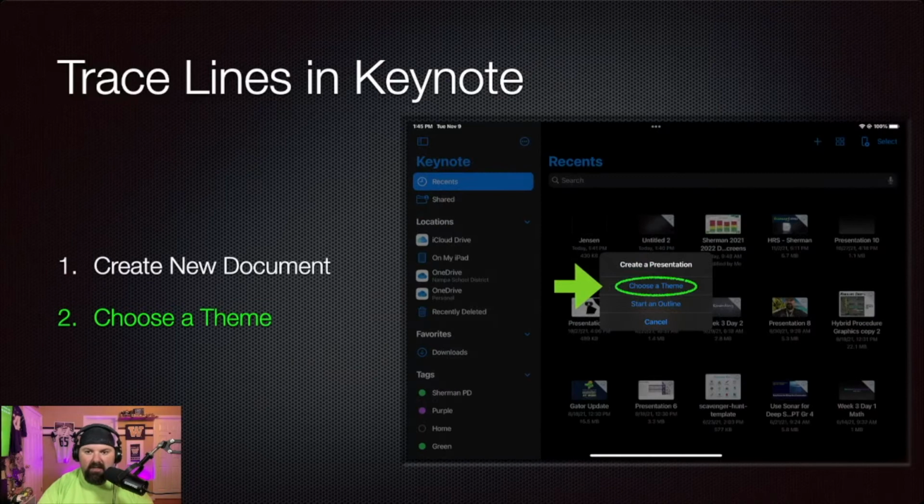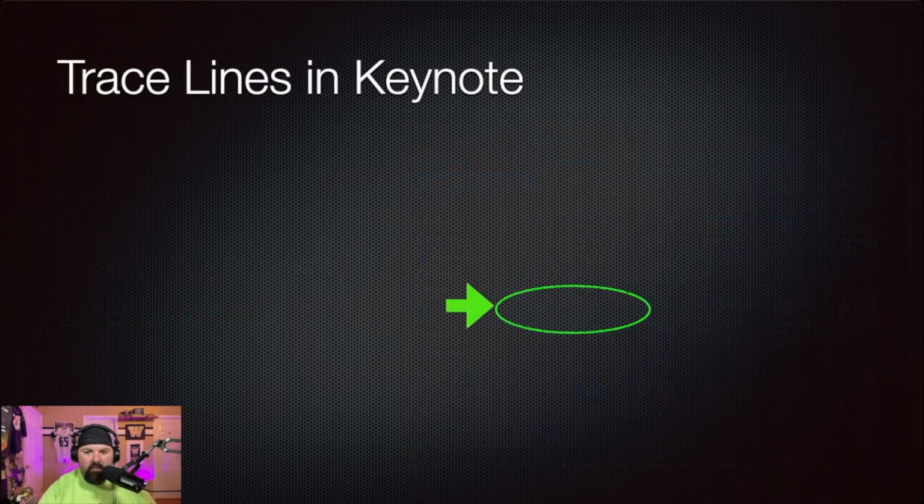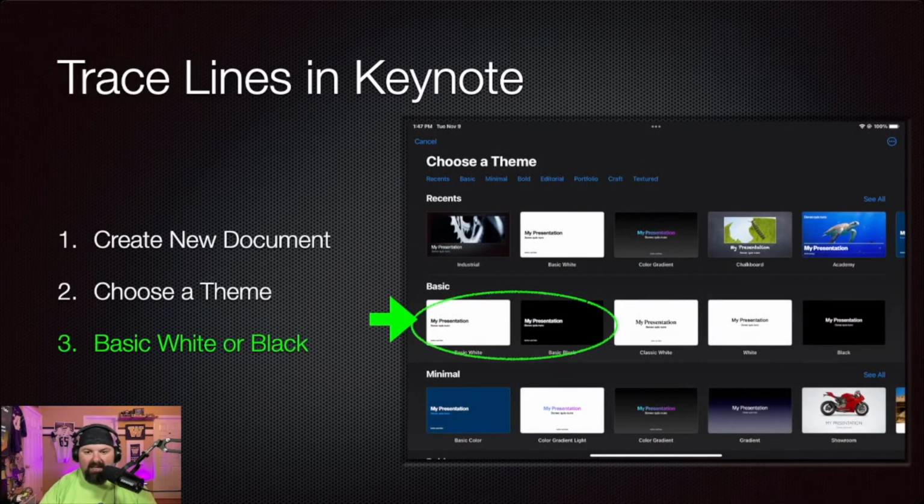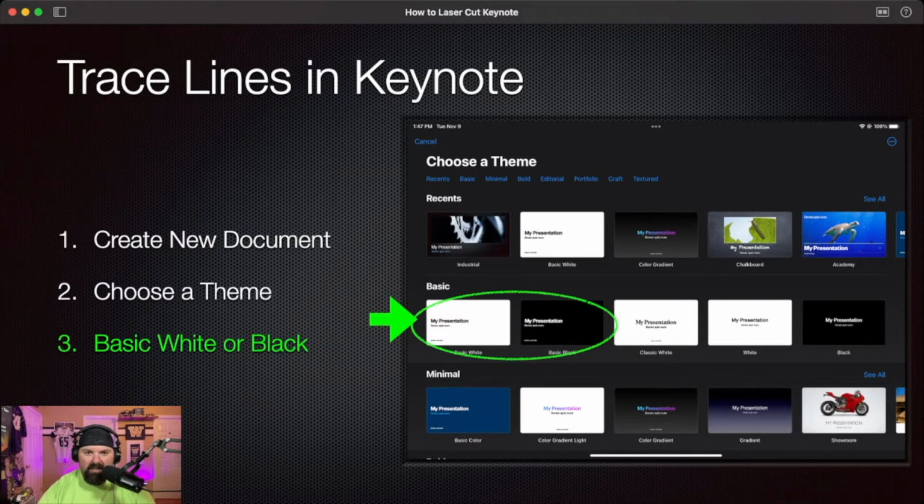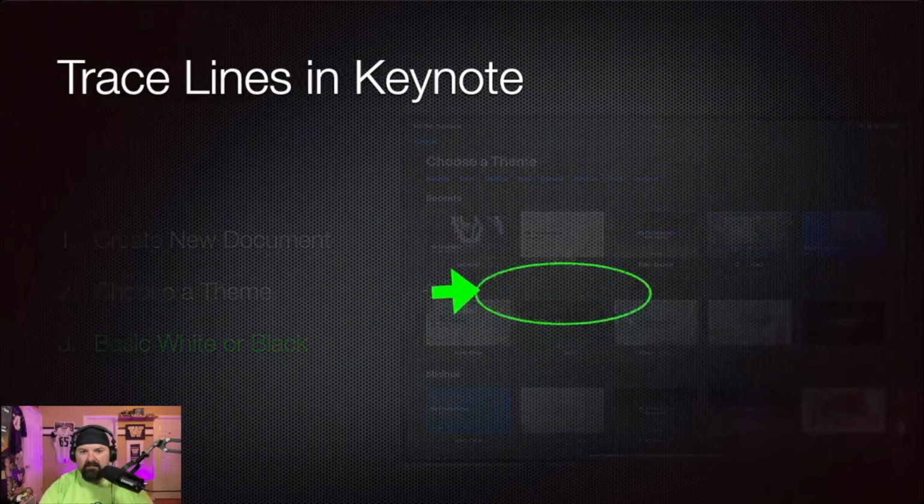Next up, you are going to go down and choose a theme for your Keynote. For this, you could do black or white. Just make sure it's the basic black or white. Doesn't really matter which one, and I'll show you why here in a second.